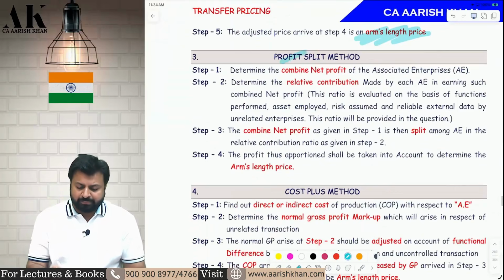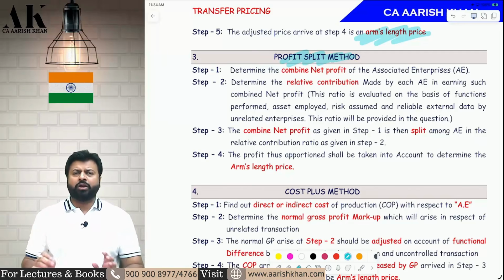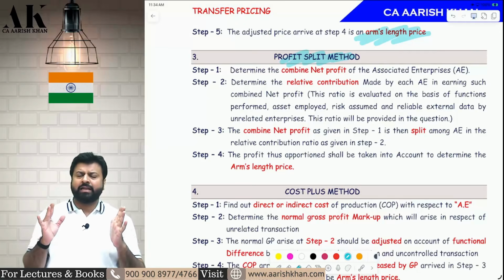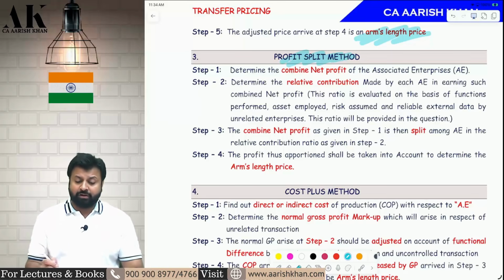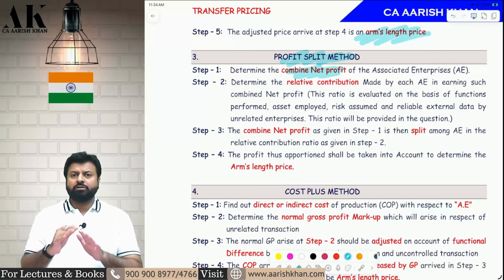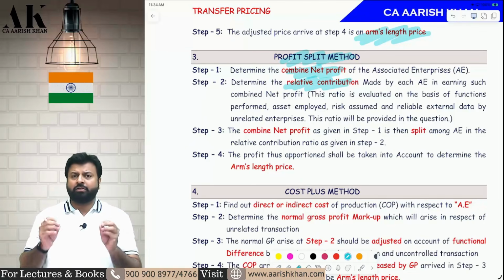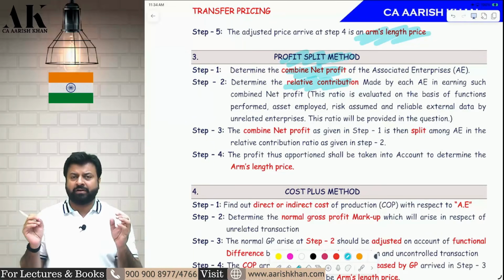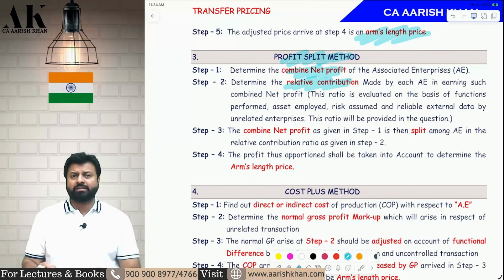Third method, profit split method. Profit split method is used when you generally do a joint venture with multiple entities. Suppose there are 3 entities doing some project and they are earning some profit. Now how will the profit be split between them? First of all, find out the combined profit of all of them. Suppose the combined profit is $10,000. Now you have to divide this combined profit in the relative contribution ratio. Sir, what is the relative contribution ratio? That will be given in the exam, don't worry. That will be identified based on FAR analysis, function, asset and risk analysis, based on who has put how much effort in this particular transaction.